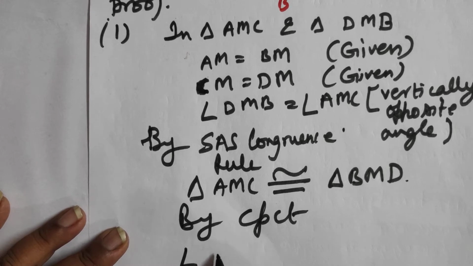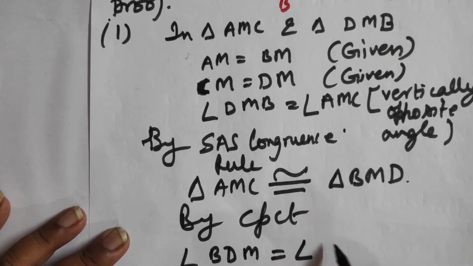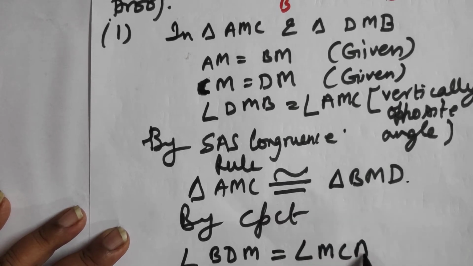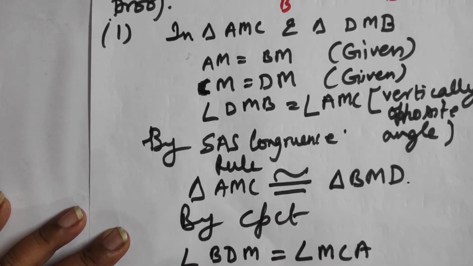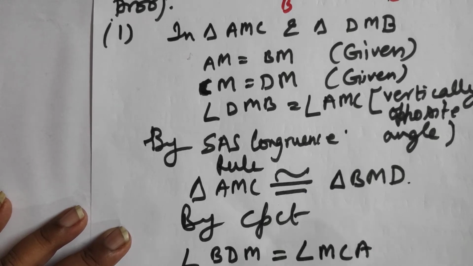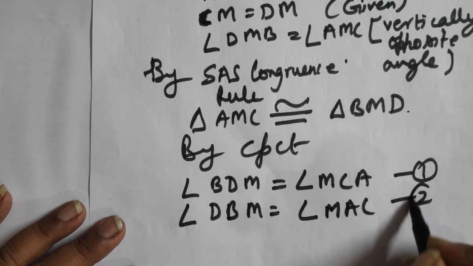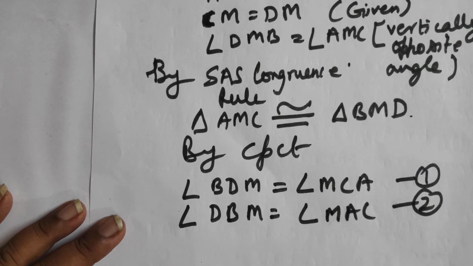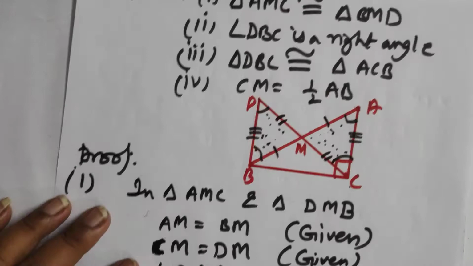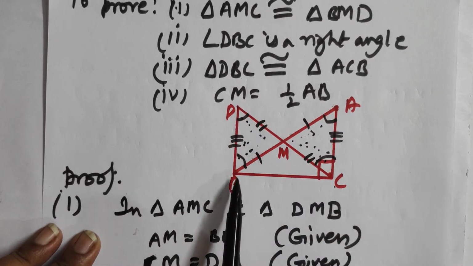Angle BDM is equal to angle MCA. Angle DBM is equal to angle MAC. Yes, clear? And DB is equal to AC. This angle is equal to this angle, that's it.